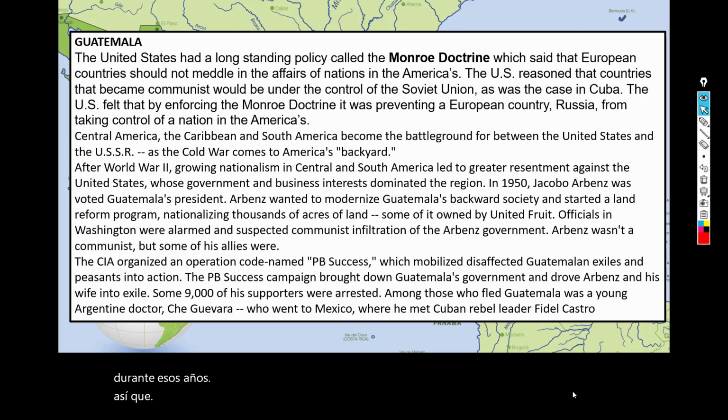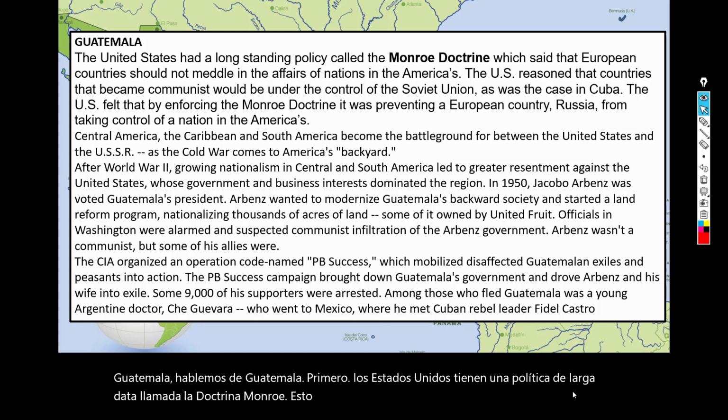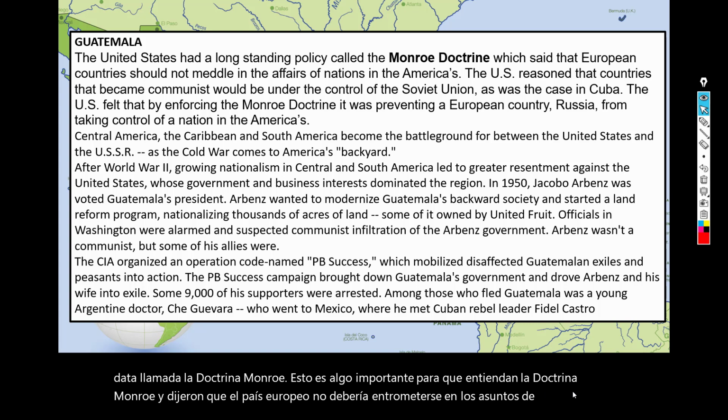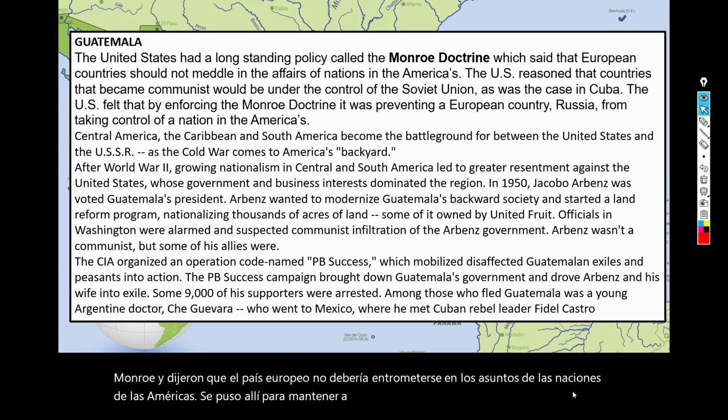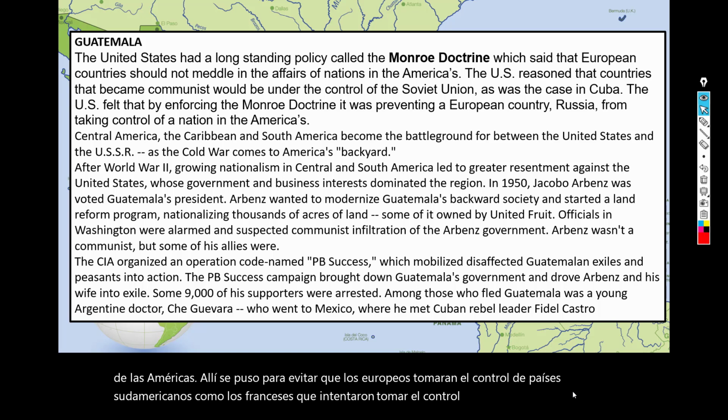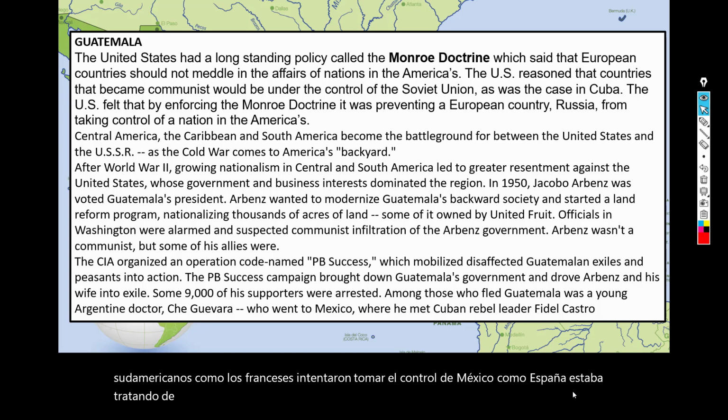So, Guatemala. Let's talk about Guatemala first. The United States has a long-standing policy called the Monroe Doctrine. This is an important thing for you to understand. The Monroe Doctrine said that European countries should not meddle in the affairs of the nations of the Americas. It was put in place to keep Europeans from taking control of South American countries, like the French tried to take control of Mexico, like Spain was trying to control Cuba, and we were against European countries coming in and trying to take control of our neighbors in Central and South America.